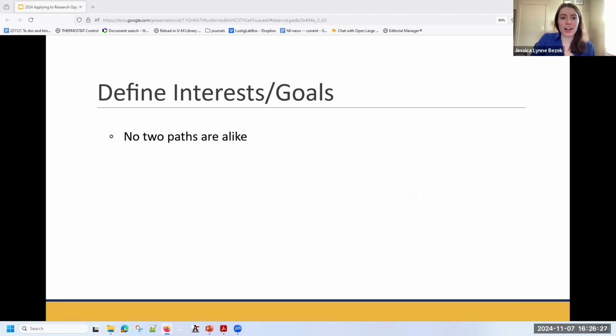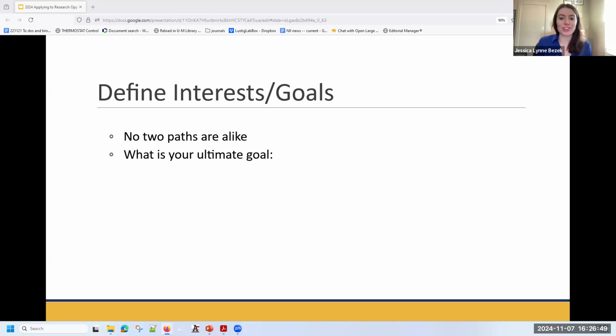So how do we start out with defining our interests and our goals? The first thing that we already highlighted earlier is that no two paths are alike, meaning that everyone is going to have their own unique interests and paths to find those interests. A couple things that you can think about in order to narrow this down is what your ultimate goal is.